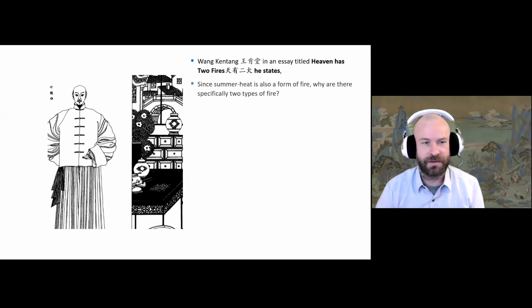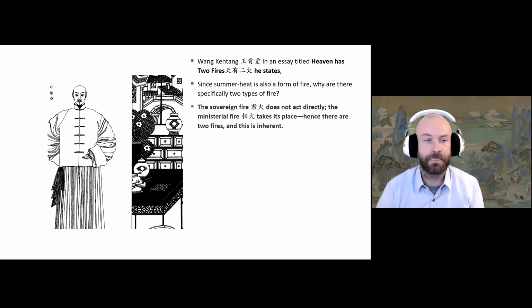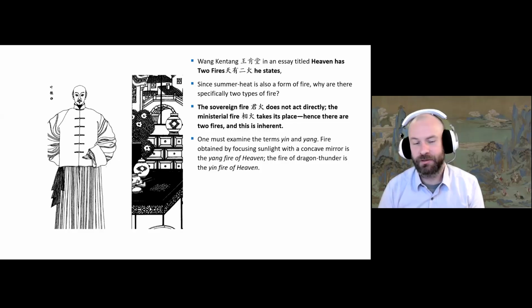And he writes this essay where he says, summer heat is also a form of fire. So why is there specifically two forms of fire? The sovereign fire or imperial fire does not act directly. The ministerial fire takes its place. Hence, there are two fires, and this is inherent. One must examine the terms yin and yang. Fire obtained by focusing sunlight with a concave mirror is the yang fire of heaven. The fire of dragon thunder is the yin fire of heaven.